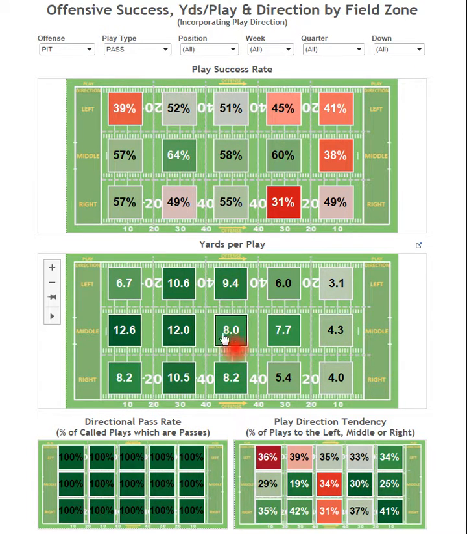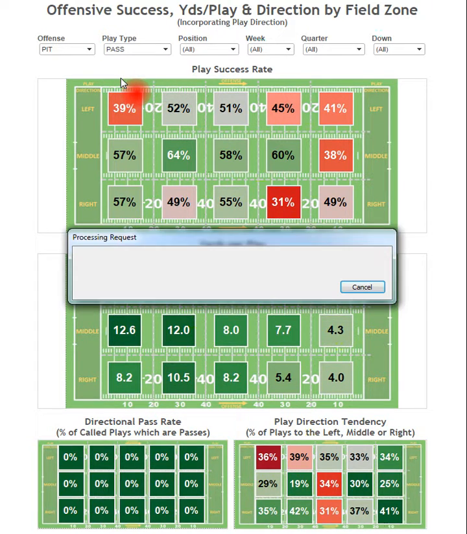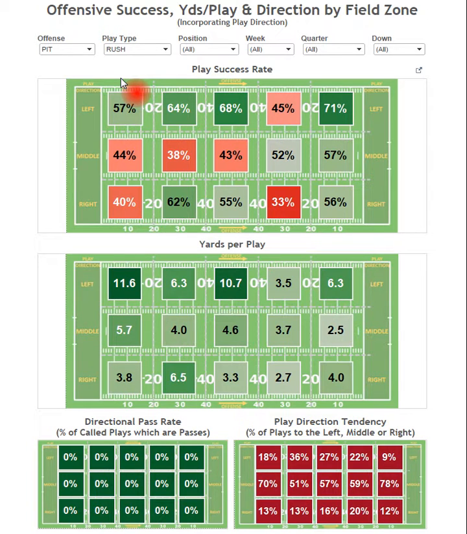Now this looks at yards per play, same exact concept. Instead of success rate, we're looking at yards per play. So based upon field area and direction, how successful are the yards per play? Now if we reset this back, because as you can see here, directional pass rate, percentage of called plays which are passes, every single one of these is 100 because I isolated, I only want to look at pass plays. Similarly, if I move to rush, they'll all turn to 0 because now we're only looking at run plays, so therefore there's 0% are going to be pass plays.